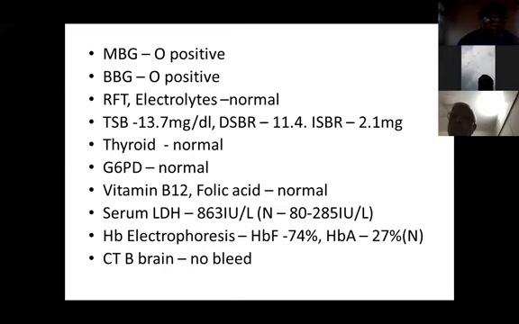Serum bilirubin was 13.7 with a direct component of 11.4, indirect was 2.1. Thyroid was normal, G6PD was normal, vitamin D, B12 and folic acid were normal. Serum LDH was 863, which was slightly on the higher side. Electrophoresis revealed HbF of 74%, HbA 27%. It was also normal. CT brain was done to look out for bleed.